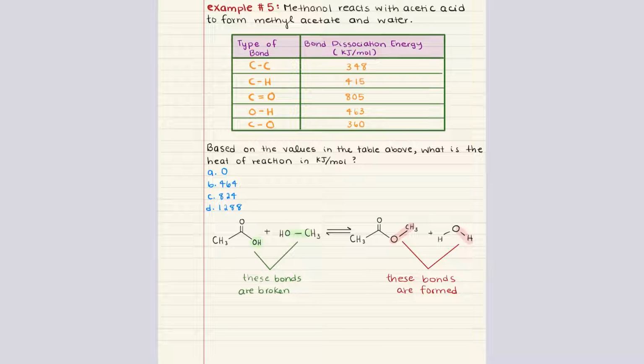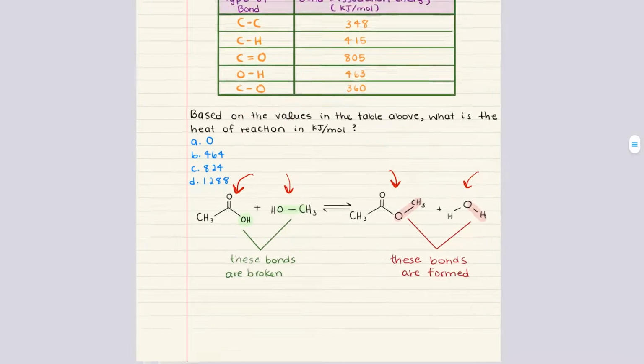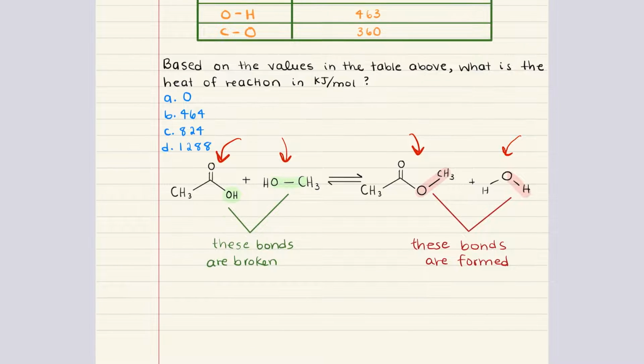We just have to keep track of which bonds are broken and which bonds are formed, and remember that breaking bonds requires energy, while forming bonds releases energy. So let's go ahead and draw out this reaction. Here we have acetic acid and methanol. They react together to give us methyl acetate and water. Now let's go ahead and look at acetic acid first. Let's make note of what kind of bonds we have going on here.